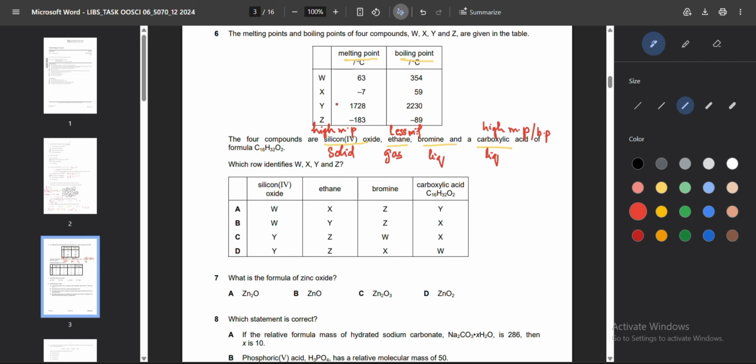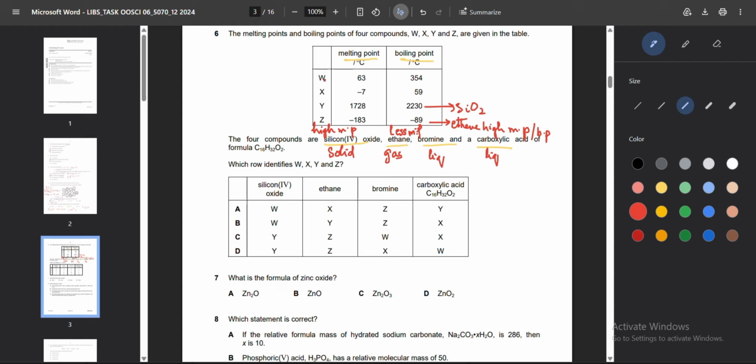So according to this, the one which has the highest melting point and boiling point should be silicon dioxide. Okay, so this one, why? This should be SiO2 because it has highest melting and boiling points. And ethene is a gas and it should have the lowest melting and boiling point, so that makes this Z to be ethene.